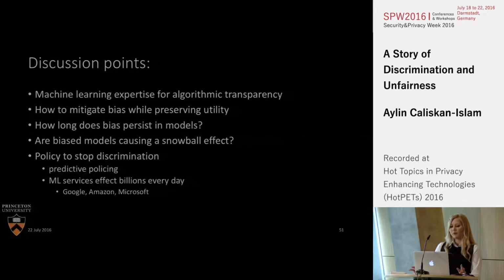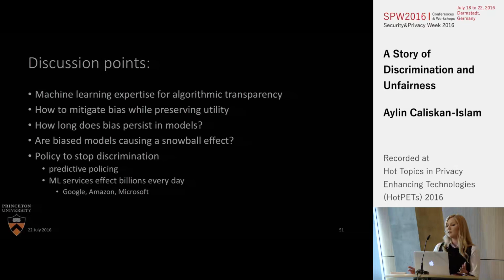For example, how much machine learning experience or expertise do we need for algorithmic transparency? And how can we mitigate bias while we are still preserving the utility of the models that we are using? And how long does bias persist in models? For example, once you introduce bias in your model, is it going to cause a snowball effect and the upcoming models will observe the previous bias and end up with having even larger bias?